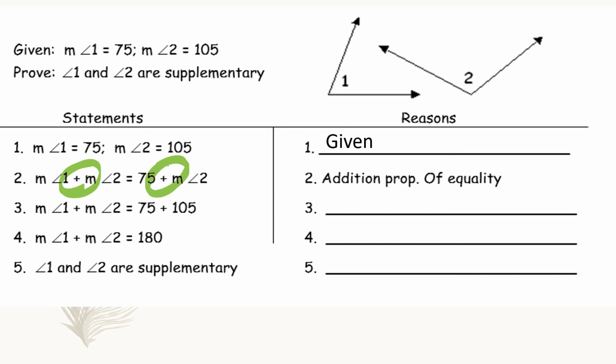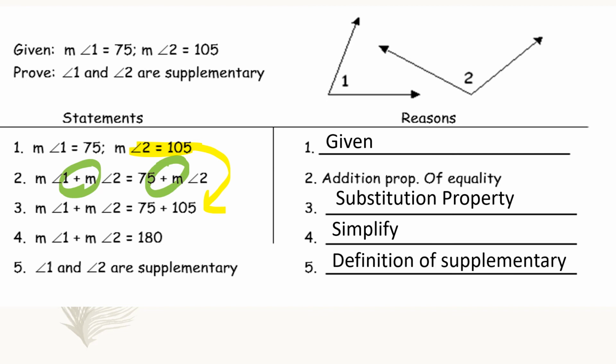Then I am substituting 105 in here for the measure of angle 2. So that's substitution property. My next one would be to add 75 plus 105, which is simplify. And then, because the measure of angle 1 plus the measure of angle 2 equals 180, by the definition of supplementary, my angle 1 and angle 2 are supplementary.